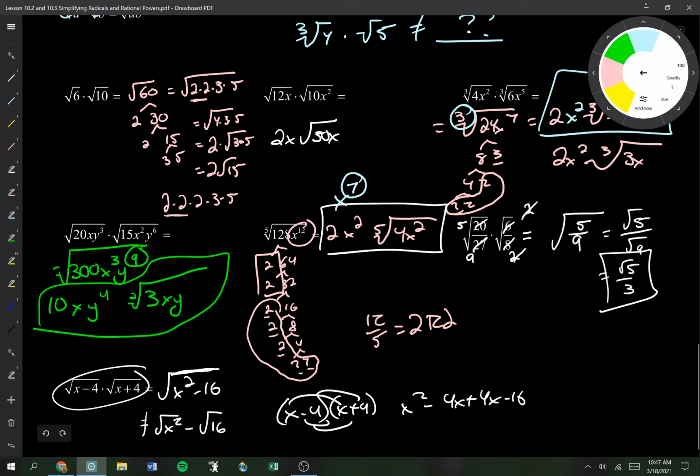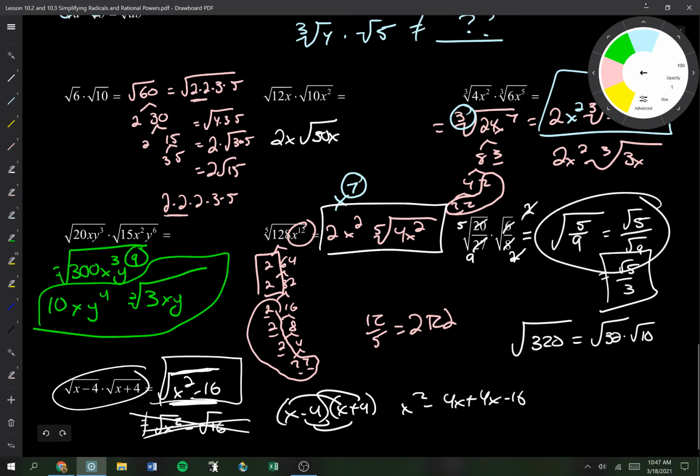You can't take a big radical with addition or subtraction and split it up. You can split up a radical with multiplication or division, like I did here. Or like if I had this, if I wanted to, I could turn it into this. With multiplication, you can split up radicals, not with addition or subtraction, so don't try to do this. Just leave it x squared minus 16.